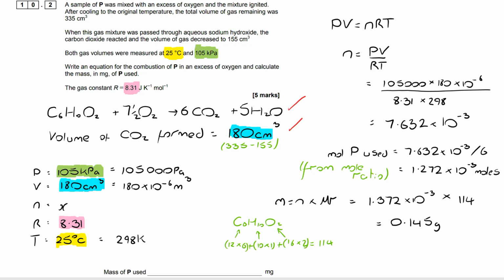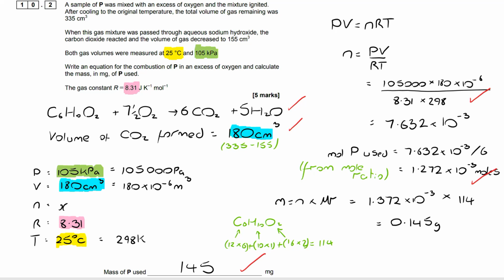And then once I've got my moles and I can get my MR, which is 114 for this particular component, for my C6H10O2, I can work out my mass, which is 0.145 grams. Now, don't make the mistake of ending there because you need to convert it to milligrams. And you can see there where you're going to pick the marks up to take you up to the 5 marks. If you get to 145 milligrams, you will get 5 out of 5. However, if you make a mistake and your working out isn't shown, it's far harder to be credited with those marks for the working out.